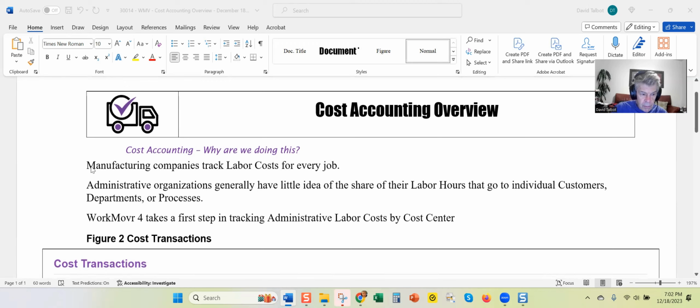Well, if you look at manufacturing companies, they track labor costs for every job. For instance, one of our clients makes custom body work for landscapers, carpenters, plumbers, and those sorts of people to put on the back of pickup trucks. And every sheet metal task there is tracked against the truck. So by the time we finish with the truck, we know how much labor and materials went into it.